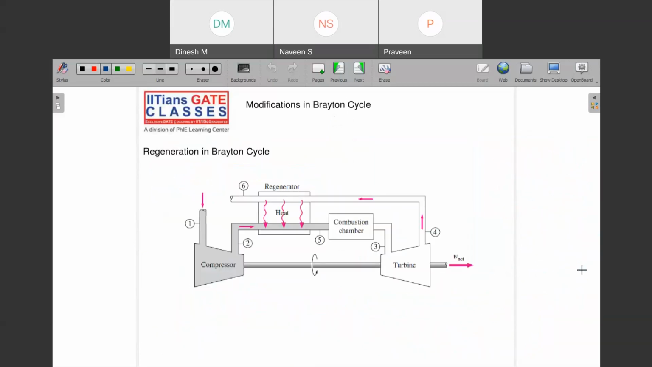Now there are some modifications in the Brayton cycle to try to find out if we can improve the efficiency of this Brayton cycle.